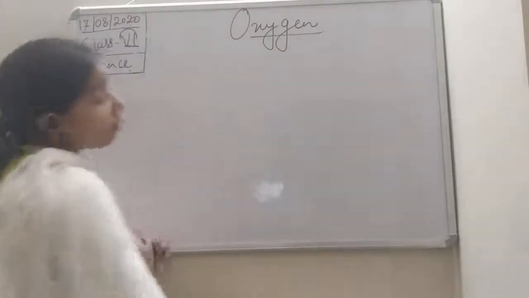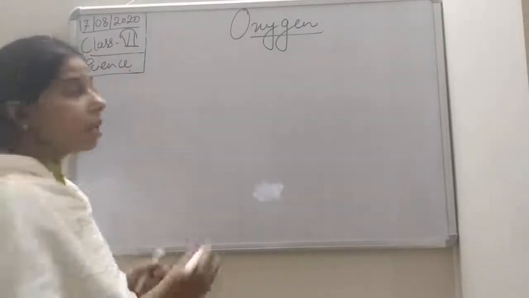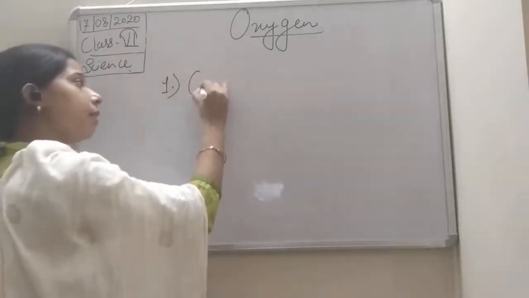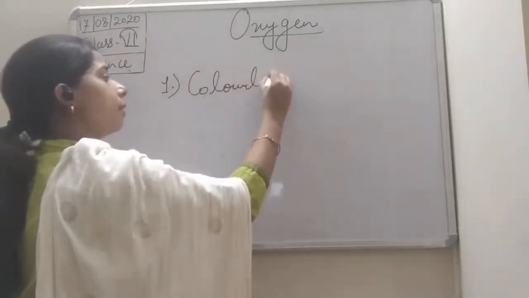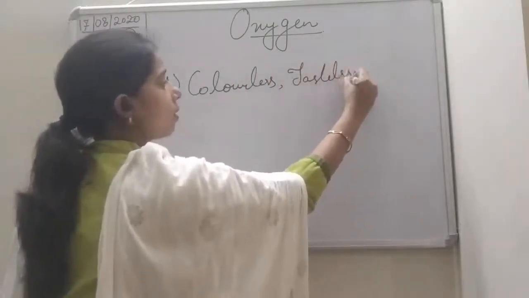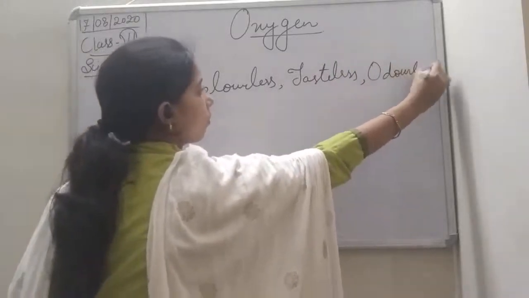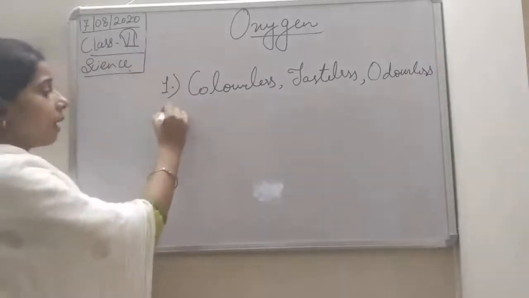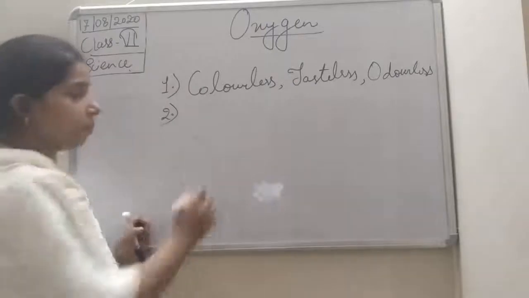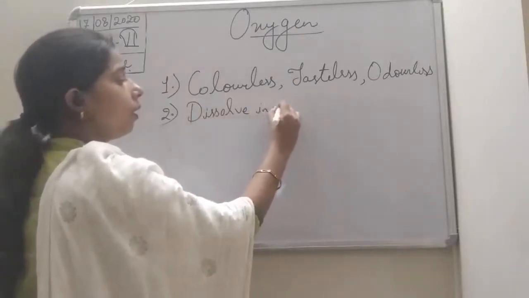So in case of oxygen, we discussed what the different properties of oxygen are. So the first property of oxygen is again the same thing, students: colorless, tasteless, as well as odorless gas. Okay. The second one that we studied in oxygen, students, is that it dissolves in water. Okay, so it properly dissolves, or we can say that it is soluble in water.